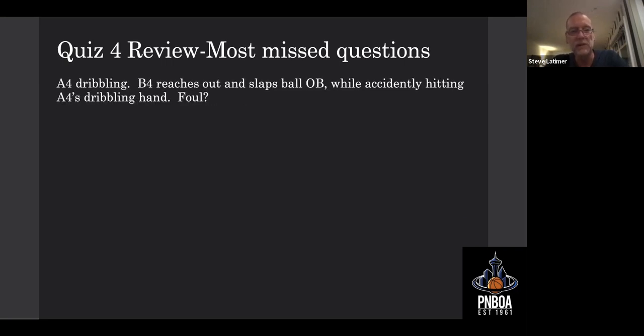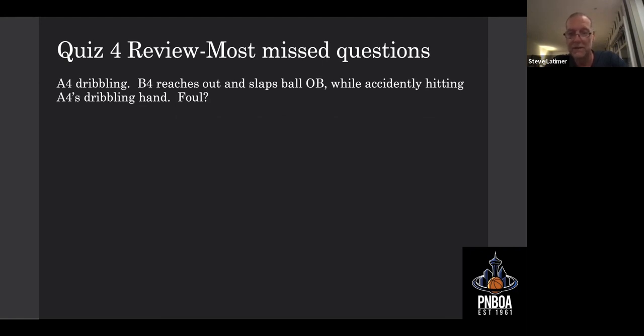So here's the first one that had relatively few correct answers. We have A4 dribbling the basketball. B4 reaches out and slaps the ball out of bounds while accidentally hitting A4's dribbling hand. Is it a foul? Anybody want to venture a guess? You've got a 50-50 chance at this.